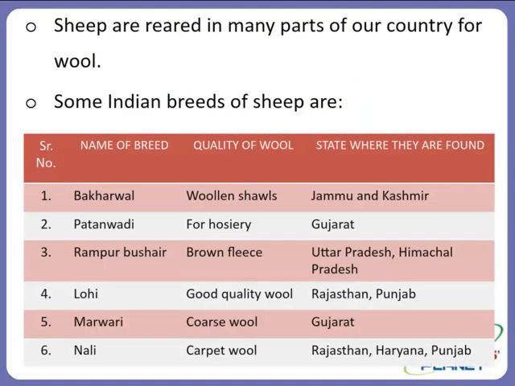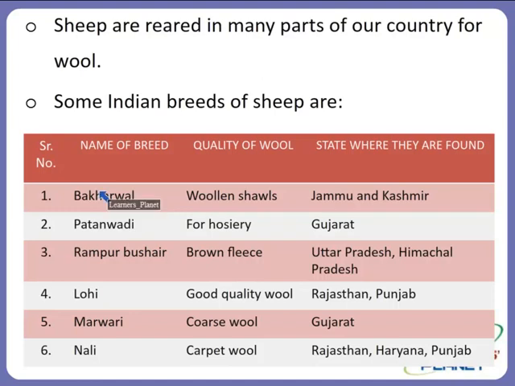And so there are some Indian breeds of sheep, and they are as follows. Here is a table by which you can come to know about the name of the breed, what type of quality of wool is obtained from these breeds, and in which state they are found. The first breed is Bakhrawal.